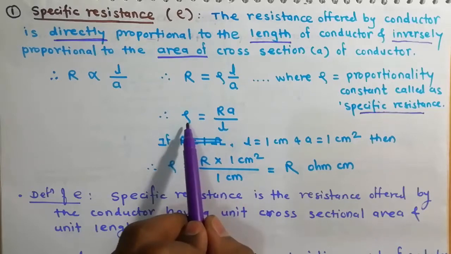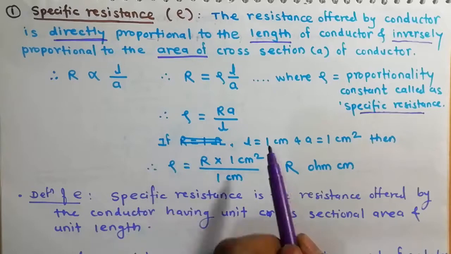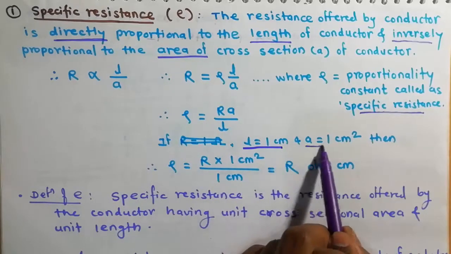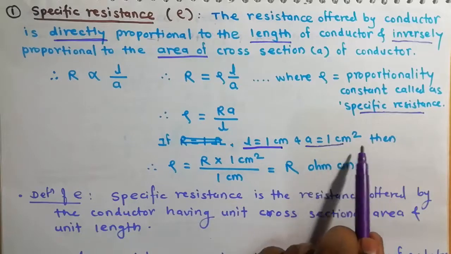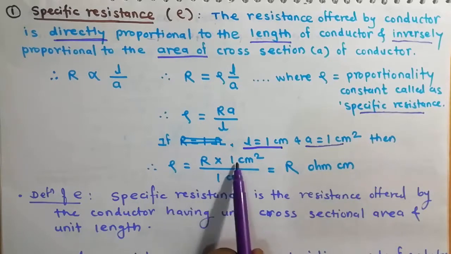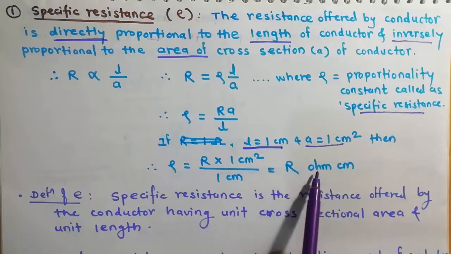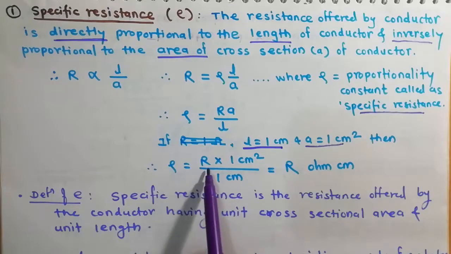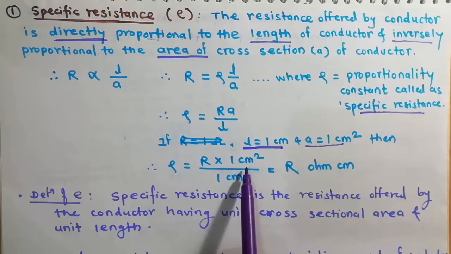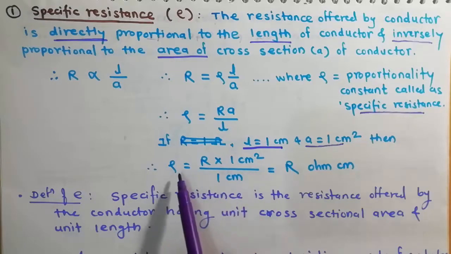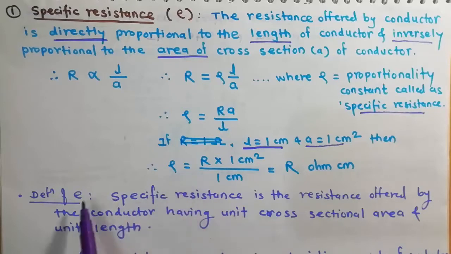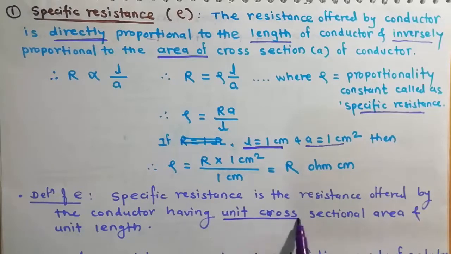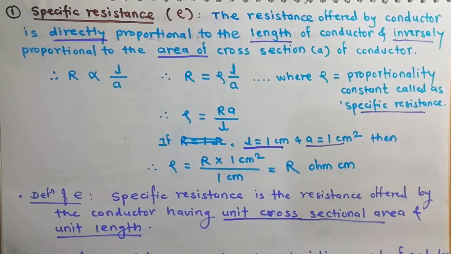Now let us define this rho, specific resistance. If the length is 1 centimeter and the area of cross section of the conductor is 1 centimeter square, then rho is equal to R into, let us put the value of A as 1 centimeter square and L as 1 centimeter. Therefore we get the unit of rho as ohm centimeter. So we can define specific resistance as the resistance offered by a conductor having unit cross sectional area and unit length.